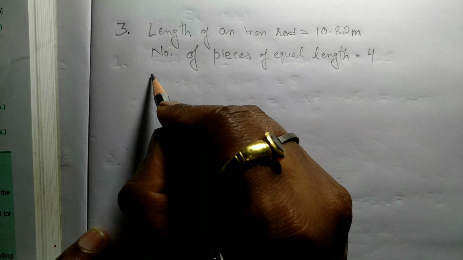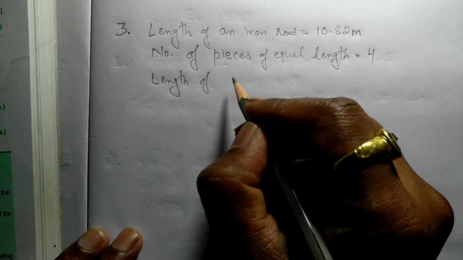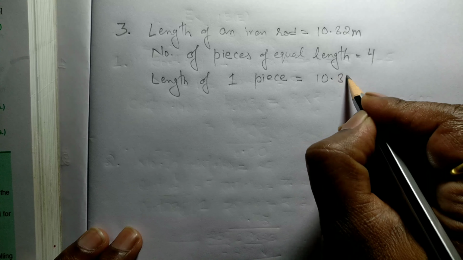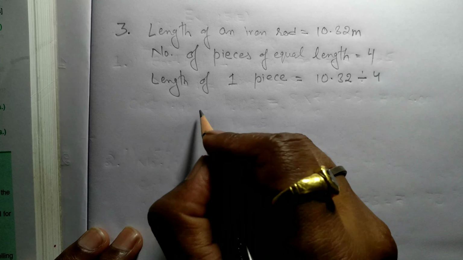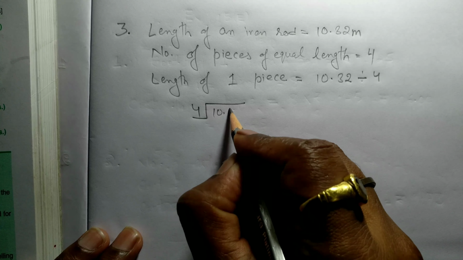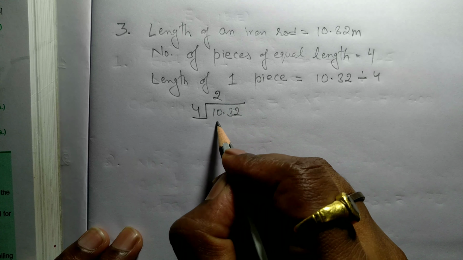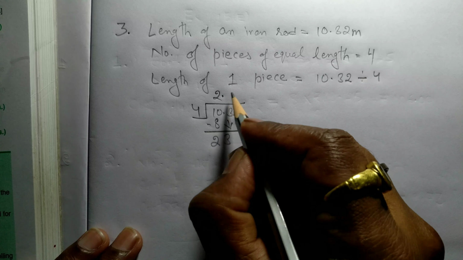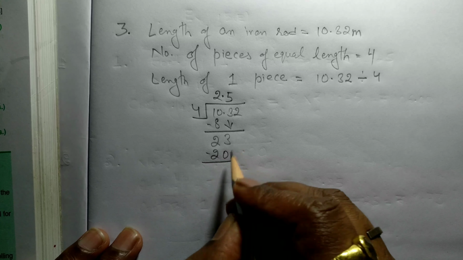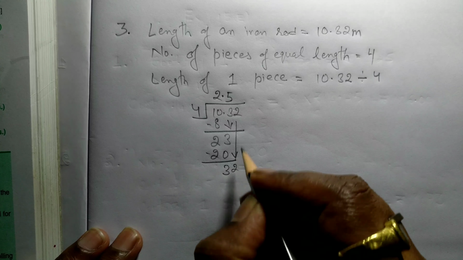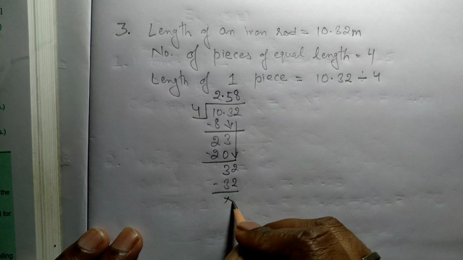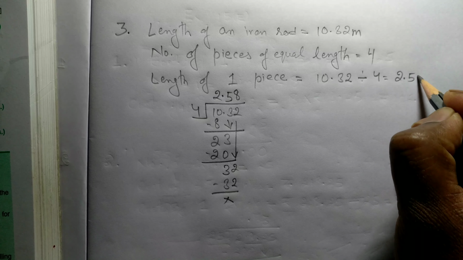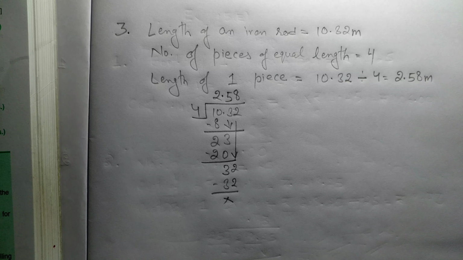So length of one piece is equal to 10.32 divided by 4. Okay, let us do the normal division. 2 times. So we're getting 2 here, a decimal point here. 3 can be written here. I think it'll go 5 times. So 3 comes here and then 2 comes here. I think it will go 8 times. So I'm getting a number which is 2.58. So my answer will be 2.58 meter. Right, I hope you have understood this sum.